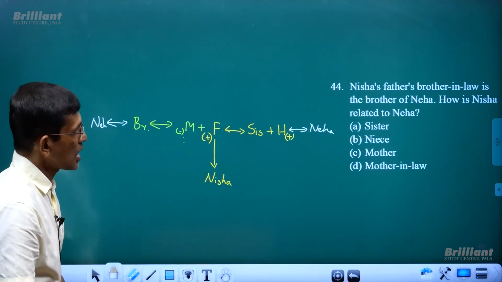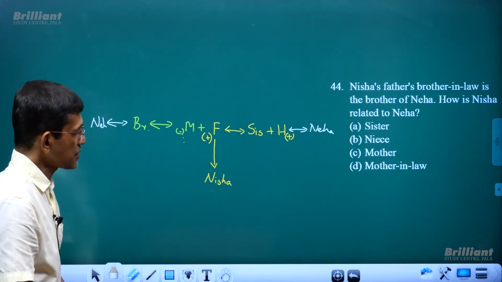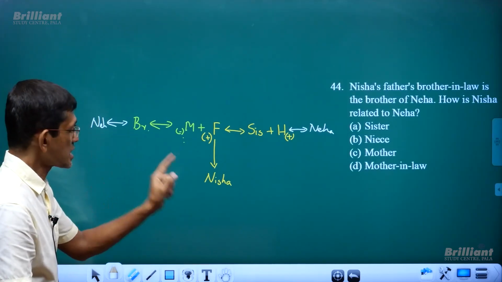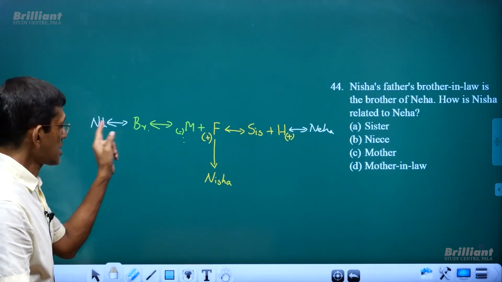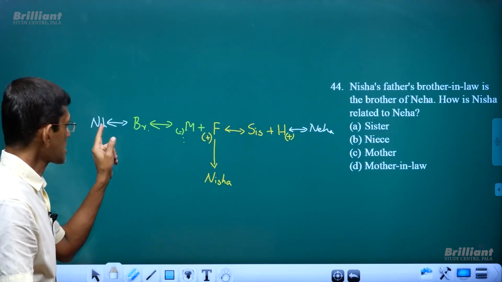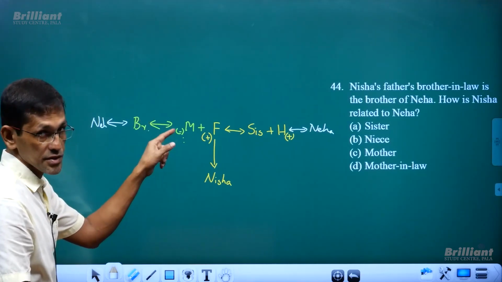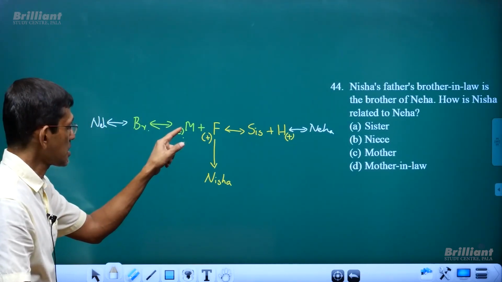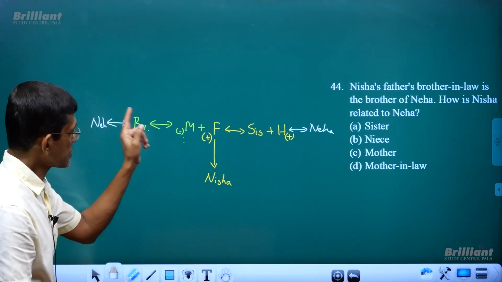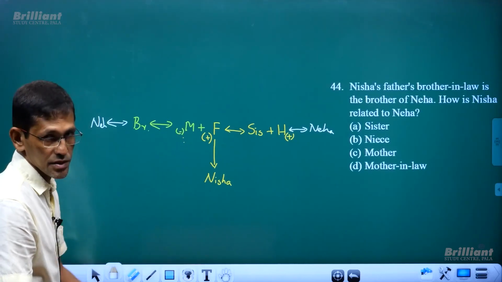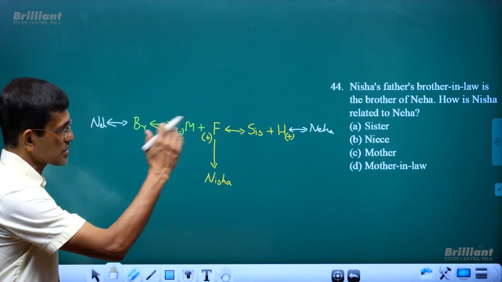Okay, so the question: how is Nisha related to Neha? From Neha's point of view, who is Nisha? If Neha is in this connection, in this relation, Neha's brother and brother's sister, that means Neha's sister is the mother of Nisha. And from Neha's point of view, sister's daughter. So sister's daughter is what? Niece. So we have the answer, niece.